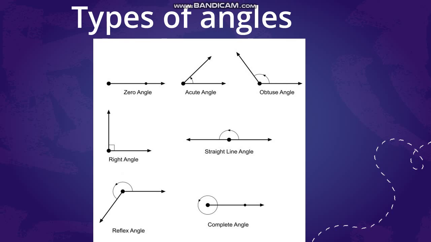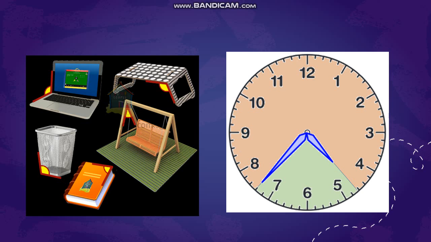So basically in your textbook you have 5 types of angles: right angle, acute angle, obtuse angle, straight angle and zero angles.